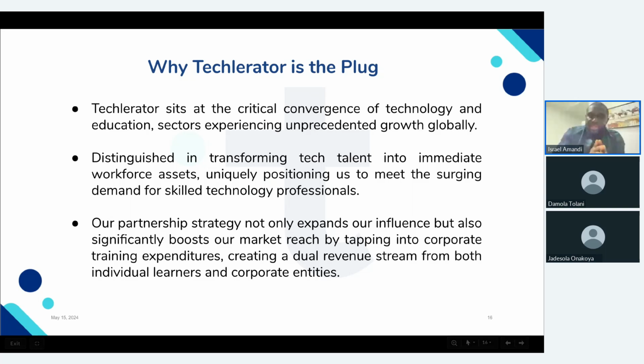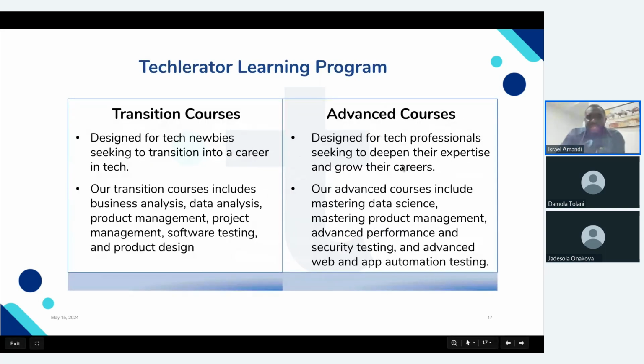Our partnership strategy not only expands our influence, but also significantly boosts our market reach, right? By tapping into corporate training expenditures. So beyond that, I want to quickly go to the last slide because that's where I've always wanted you all to see. So transition courses, which we have, this is to tell you if you're new to tech, if you're new into the space, you don't have a problem. We'll guide you all through.